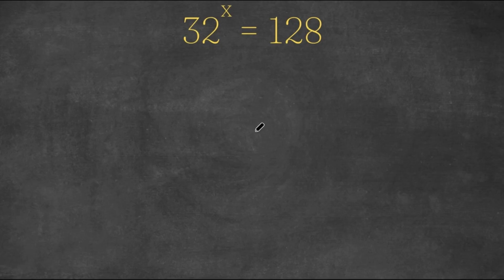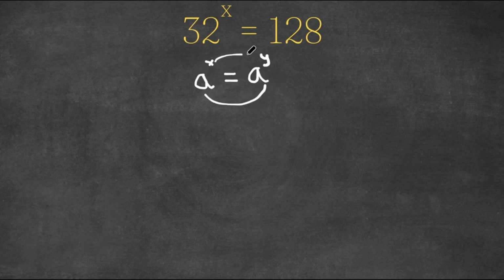In today's video, I'm going to be teaching you guys how to solve this exponential equation. So we have 32 to the power of x equals 128, and we want to find the value of x. So our main objective for this equation is to change it into the form a to the power of x equals a to the power of y. So as you can see, the bases here are the same. And because the bases here are the same, that means that the exponents here are the same as well, because that must be true in order for the equation to be true.